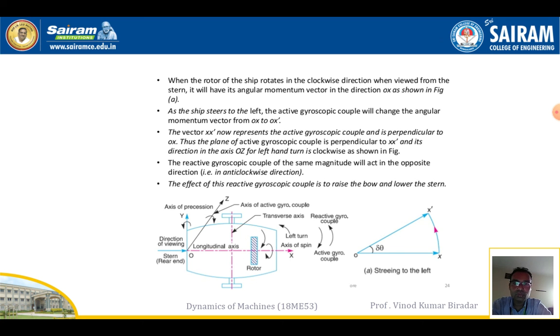The reactive gyroscopic couple has the same magnitude but acts in the opposite direction, that is, anti-clockwise. So in this case the effect of the reactive gyroscopic couple is to raise the bow and lower the stern. This is very important, and the forward direction is the only explanation. So the effect of the reactive gyroscopic couple in this case is to raise the bow and lower the stern. You have to write that in the examination.